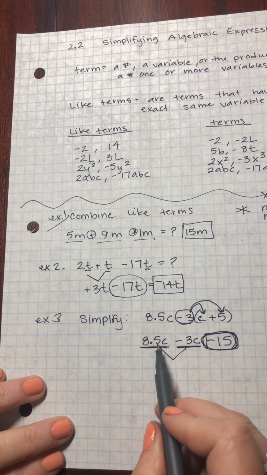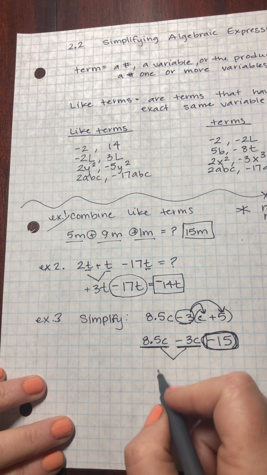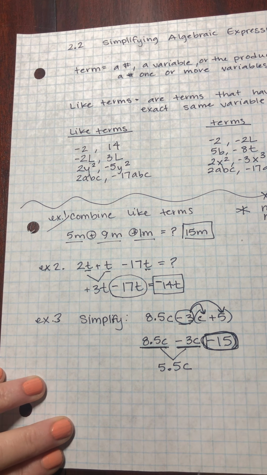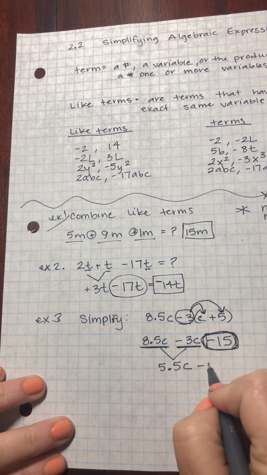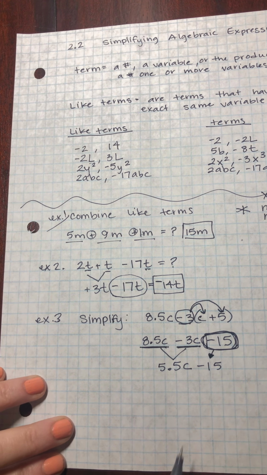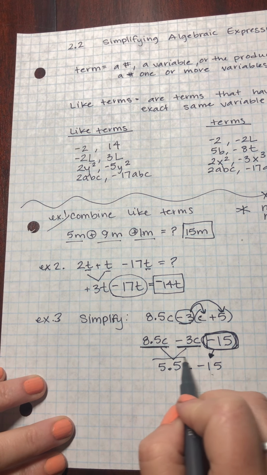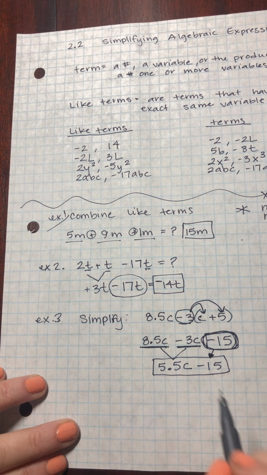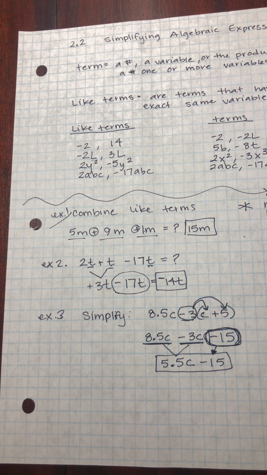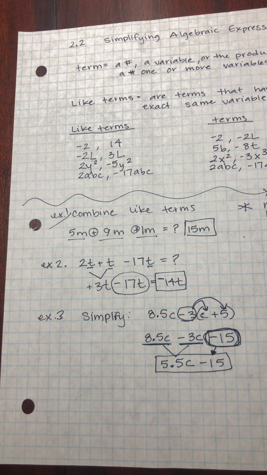So 8.5 minus 3 is 5.5. So I have 5.5c, and then I have minus 15. I just bring down whatever I couldn't include. And these, since they're not the same, are my answer because they cannot be combined. They are not like terms. Let's do another one like this.